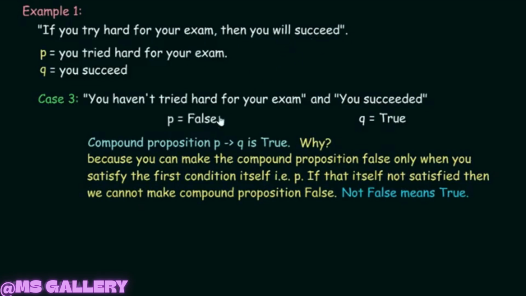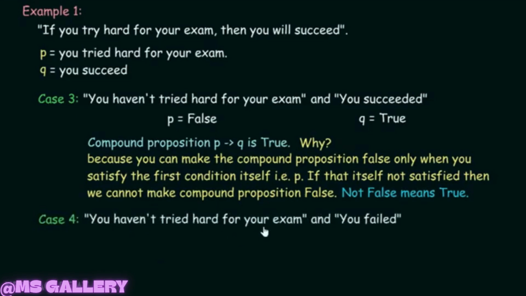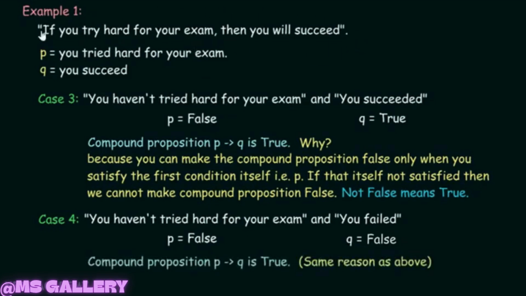Let's consider the other case. You haven't tried hard for your exam and you failed. Now we know that P is false and Q is false. Because P is false, we would not be able to make this particular proposition false. Isn't that so? This proposition can be made false when you tried hard for your exam and you eventually failed. But here you haven't tried hard for your exam. If you haven't tried hard for your exam, then you're out of this statement and you would not be able to make this statement false, right? Therefore, this compound proposition is true.